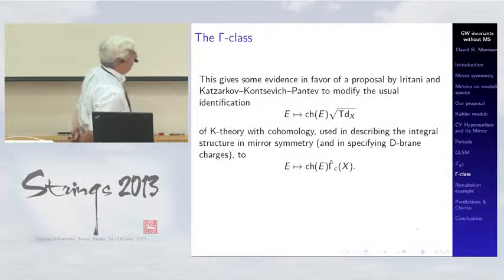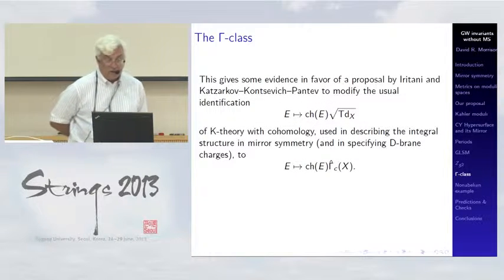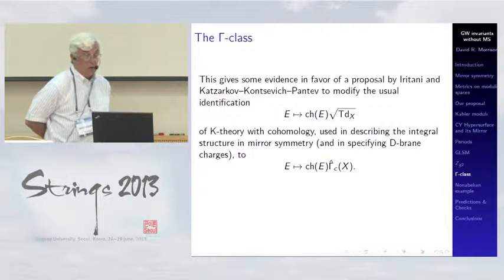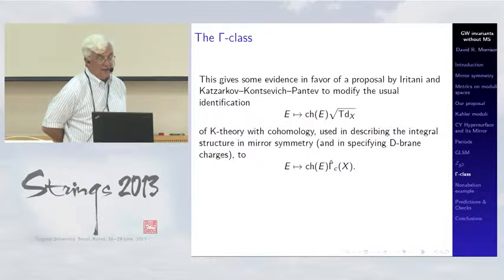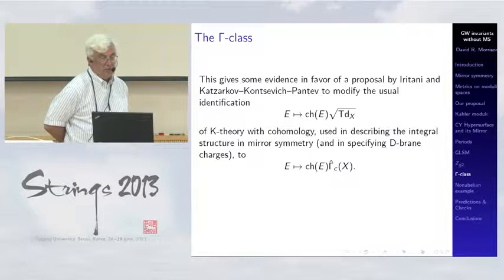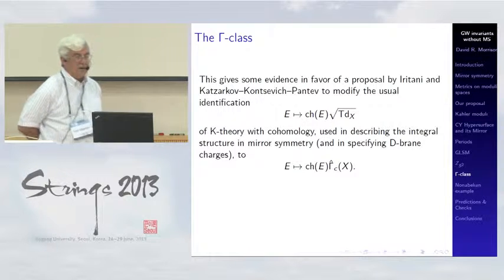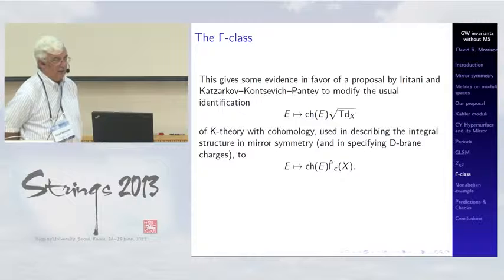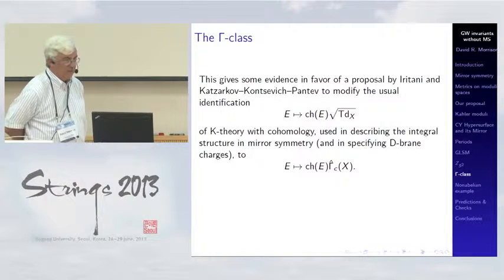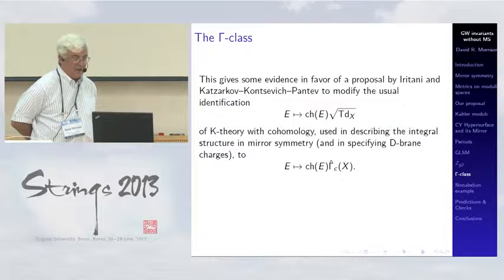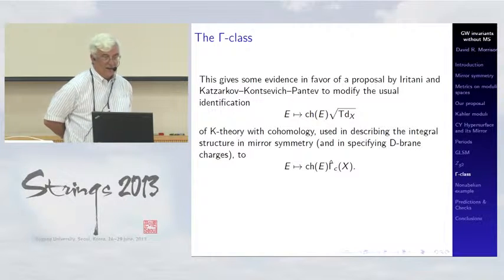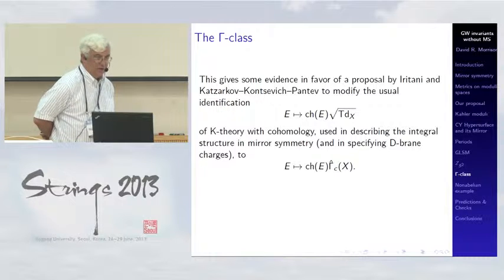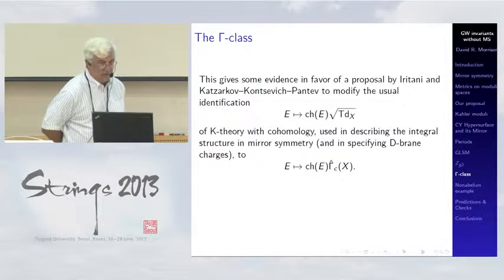So the version of the gamma class which has been introduced in the mirror symmetry literature before, about 5 years ago, was a proposal by Iritani and Katzarkov-Kontsevich-Pantev to modify what's usually taken as the identification of K-theory with cohomology, to describe either the integral structure in mirror symmetry or to describe D-brane charges, namely to multiply the Chern character by the square root of the Todd class, to replace that square root of Todd class by the complex gamma class. And it has the nice property that the complex gamma class times its complex conjugate for Calabi-Yaus again recovers the Todd class, so that you get similar properties with respect to the Hirzebruch-Riemann-Roch theorem and the Mukai pairing, all sorts of stuff which I don't have time to talk about today.